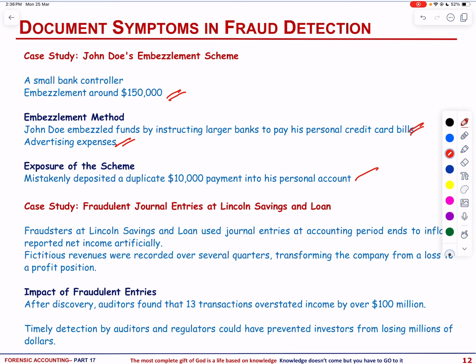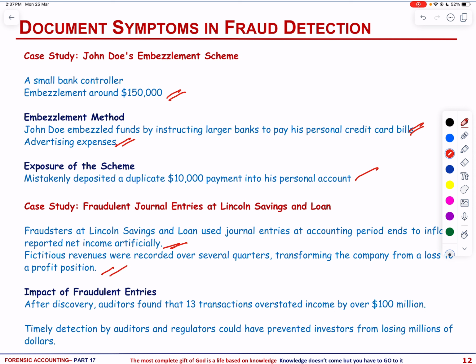Organizations must continuously evaluate and enhance these elements to adapt to evolving risks and maintain a robust anti-fraud framework. In the second case, the fraudster at Lincoln Savings and Loan used journal entries at accounting period ends to inflate reported net income artificially. For several quarters, large fictitious revenues were recorded, shifting Lincoln Savings and Loan from a loss to a profit position.